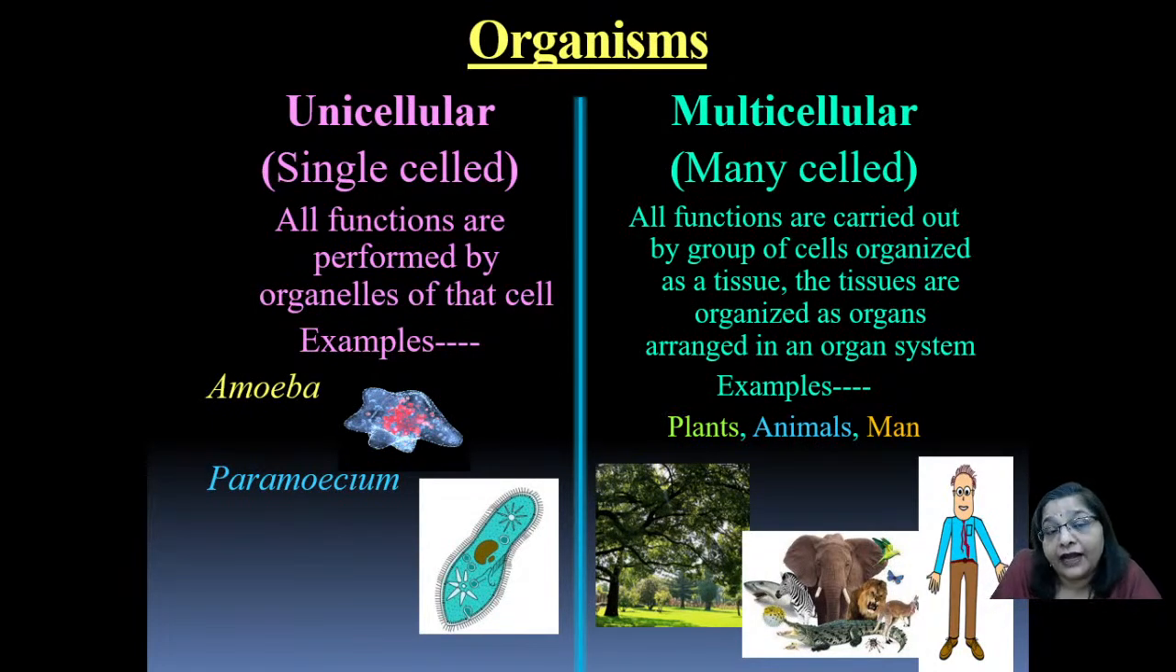We also saw the organisms are of two basic types. One is unicellular and the other is multicellular. Unicellular are all single cell organisms where all the life processes, all the functions are performed by various organelles of that cell, that is small organs of the cell. Whereas in multicellular organisms, which are many celled organisms, they are complex in structure and function, where all the functions are carried out by groups of cells which are organized as a tissue. The tissues are organized as organs. Sorry, various organs are arranged in an organ system.